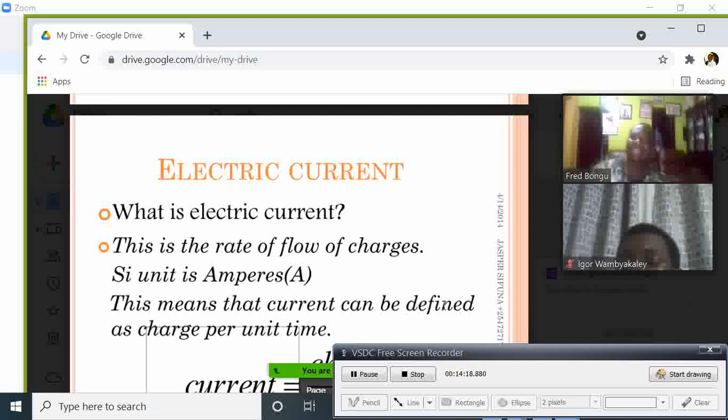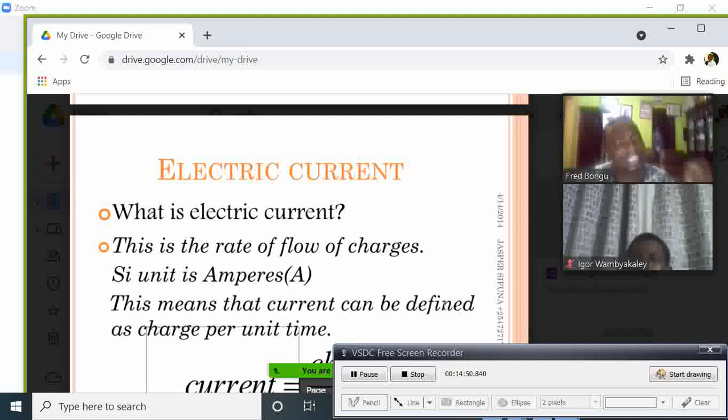Now, electric current, we have said that we are making an electric circuit or a simple circuit where current is going to flow through. What is this current that is flowing? What is the origin of current? Why does current flow? Now, electric current actually is the flow of electrons. And from chemistry, electrons are charged.